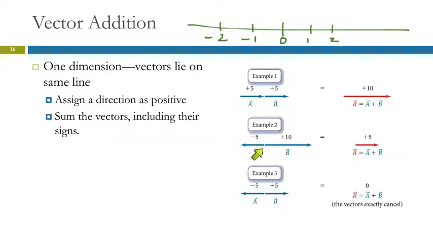This would be like people playing tug of war, pulling in opposite directions, but this guy is twice as strong as that guy. And so overall, things are going to move to the right. And then in this example, example 3, we have vectors that have equal magnitude, but they're in opposite directions. So one's -5, one's +5. That adds up to 0. Any questions?